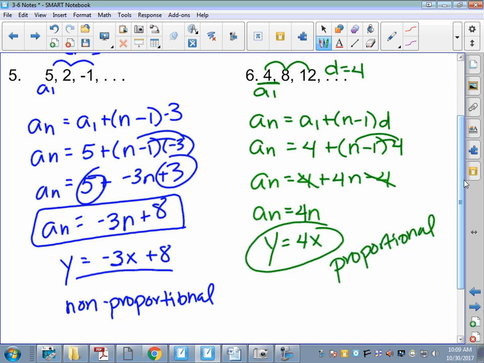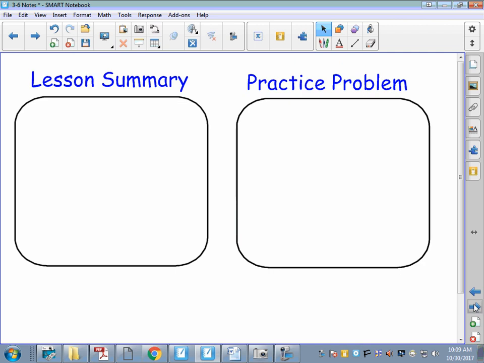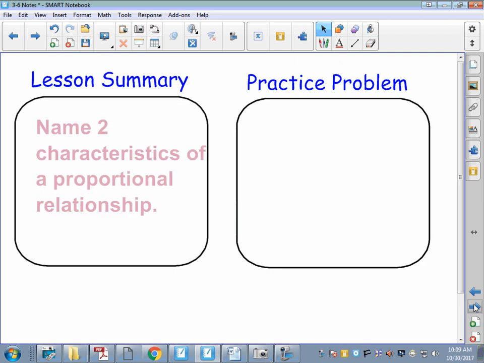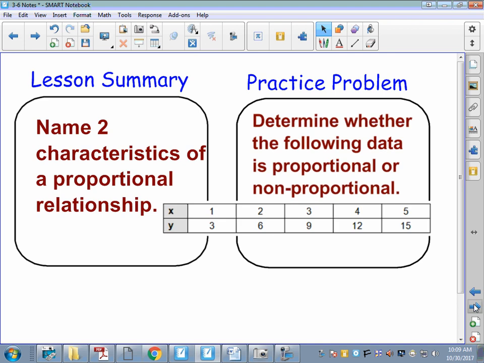So we worked with tables, we worked with graphs, and we worked with equations to decide whether they were proportional or non-proportional. So I'd like to see 2 characteristics of a proportional relationship. And then using that table of values, I want you to determine whether it is proportional or non-proportional. And then if it is, give me the equation. If it isn't, you'll be able to tell me why it's not. Good luck.